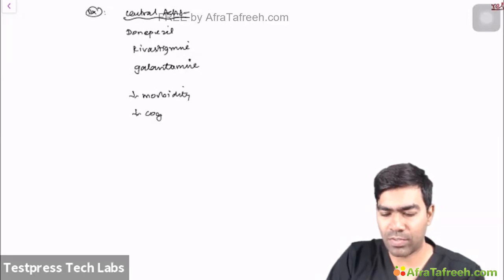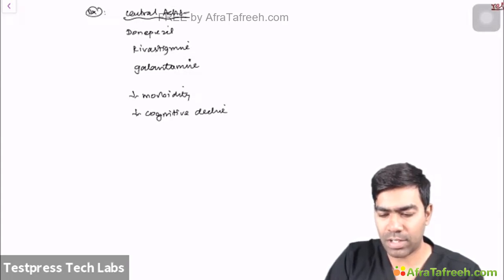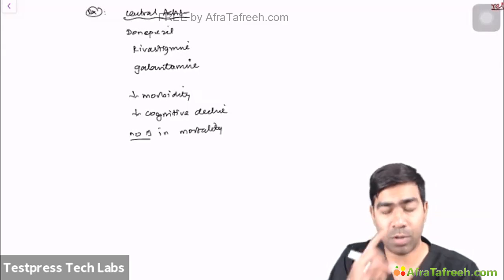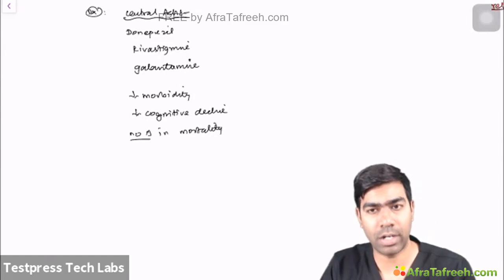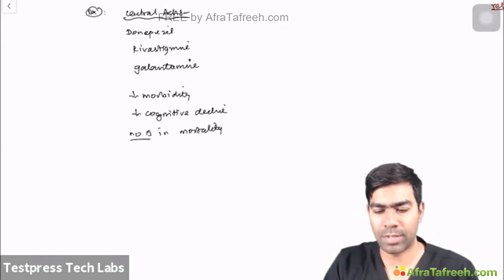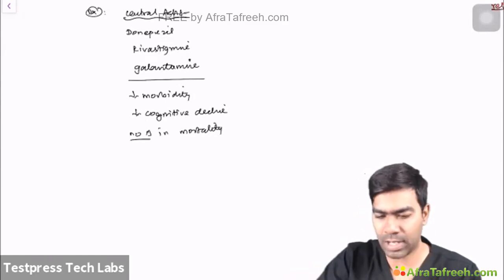They decrease the cognitive dysfunction, or cognitive decline will be reduced. But there is no change in the mortality, which means they are not improving survival. At the same time, progression also will not be stopped. Only the cognitive function may be improved in Alzheimer's disease. So this is central acetylcholinesterase inhibitors, and even other drugs are there.